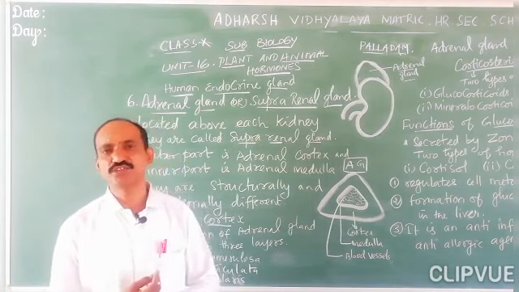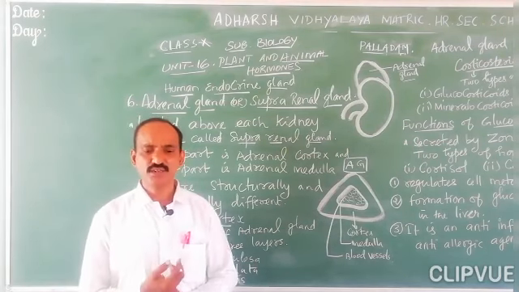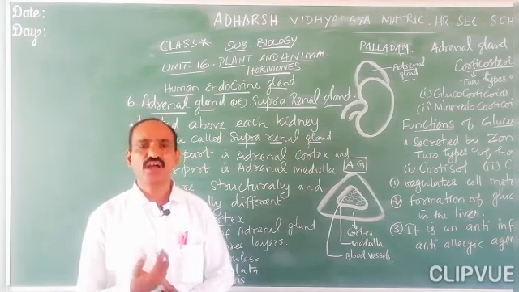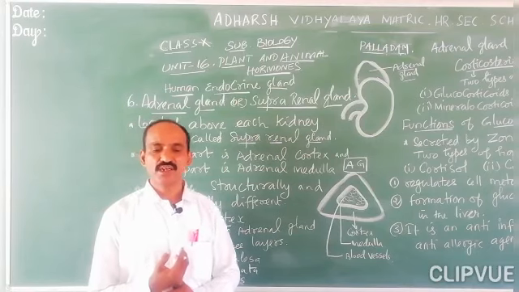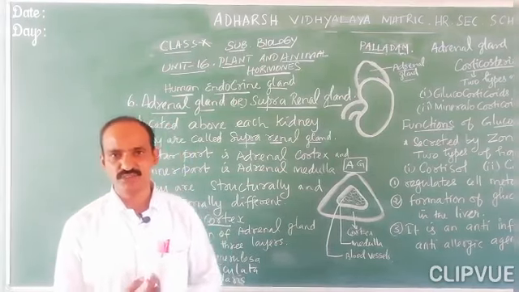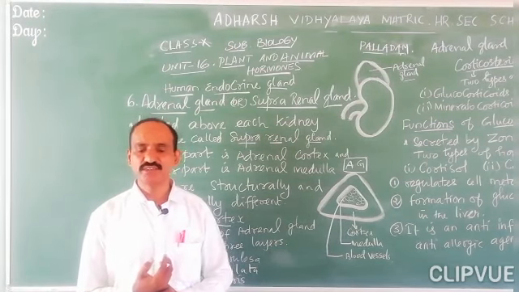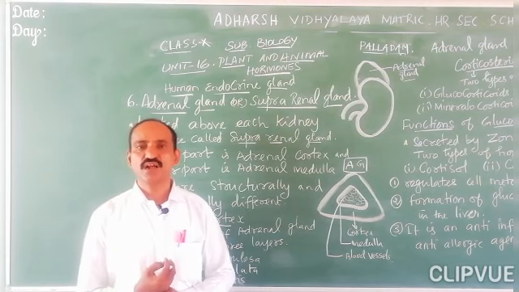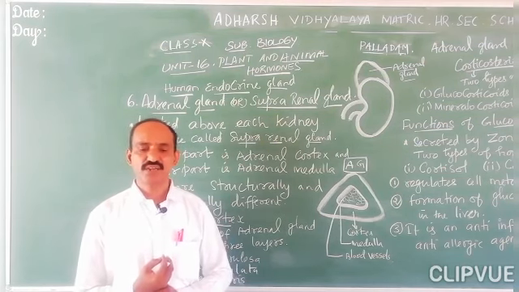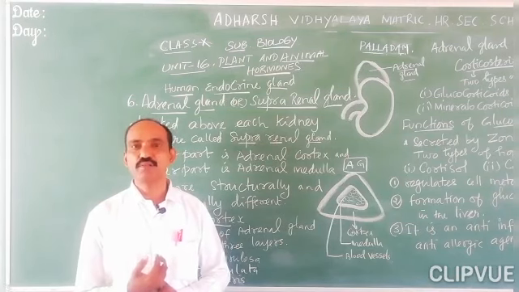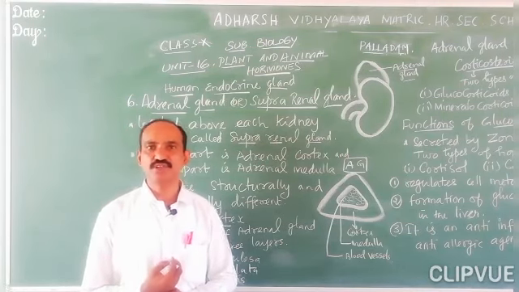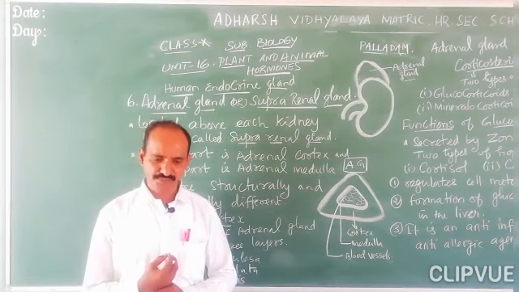Then we have seen the functions of insulin and glucagon, and the diseases caused by deficiency of insulin. Deficiency of insulin causes hyperglycemia, glucosuria, polyuria, polydipsia and polyphagia. Up to here we have seen in the previous class.